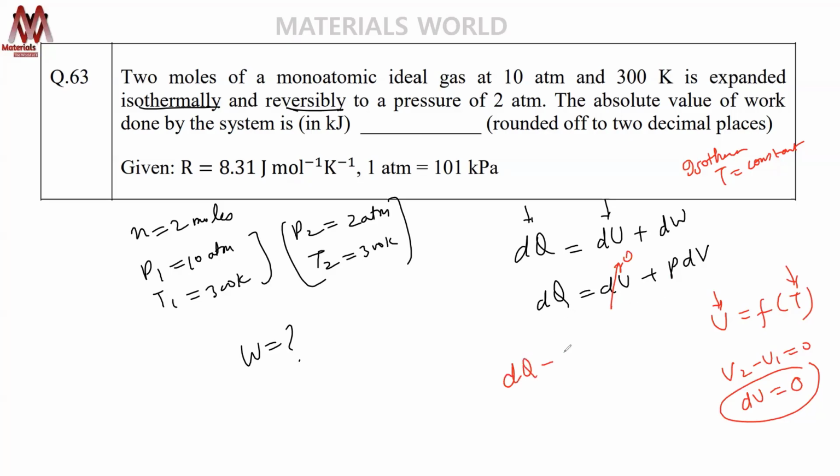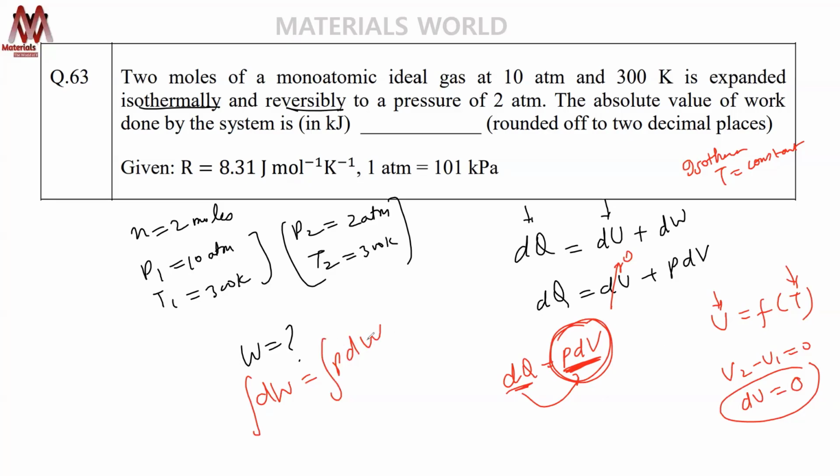dq will be PdV. Right? So all the heat that you have given is converted into work, and your work done is PdV. So dW, your work done is PdV. You can integrate it.